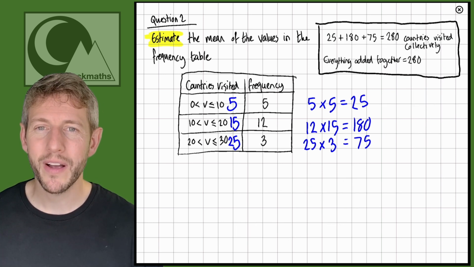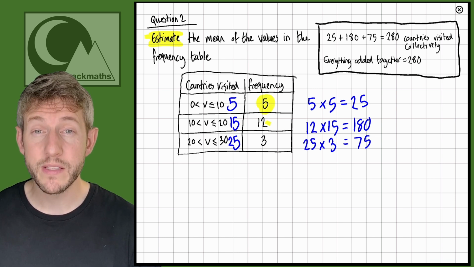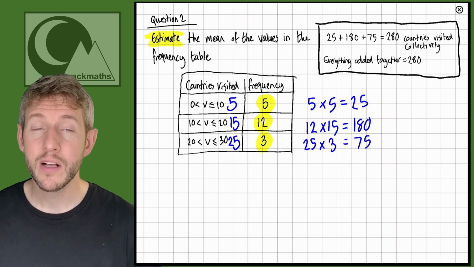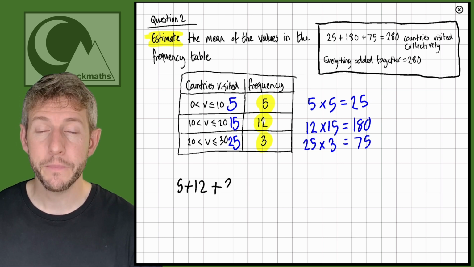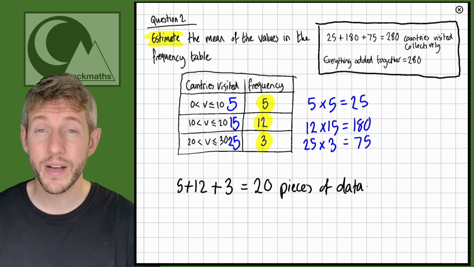Now, we need to work out how many bits of data we added together. Well, we added together 5 pieces of data for row 1, 12 pieces of data for row 2, and 3 pieces of data for row 3. So 5 add 12 is 17, 17 add 3 is 20. So therefore, we've got 280 countries were visited by 20 people.